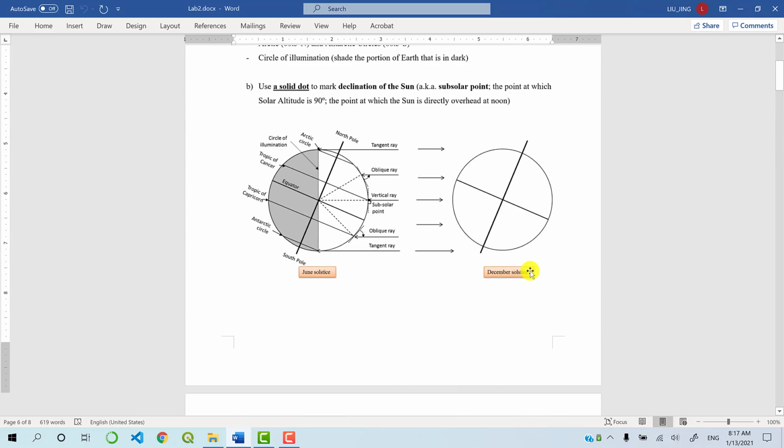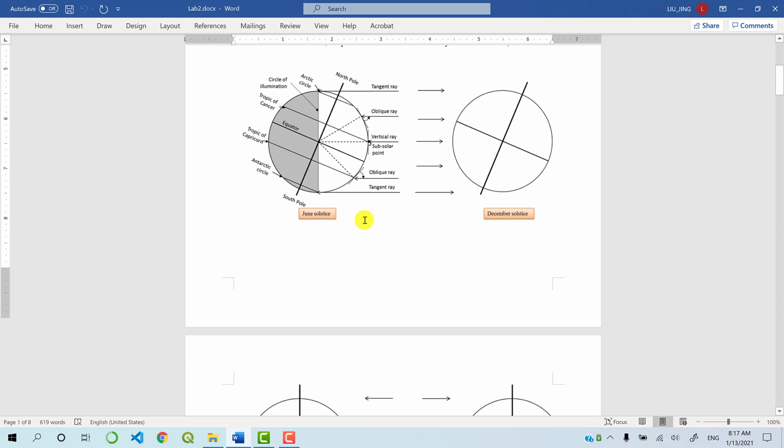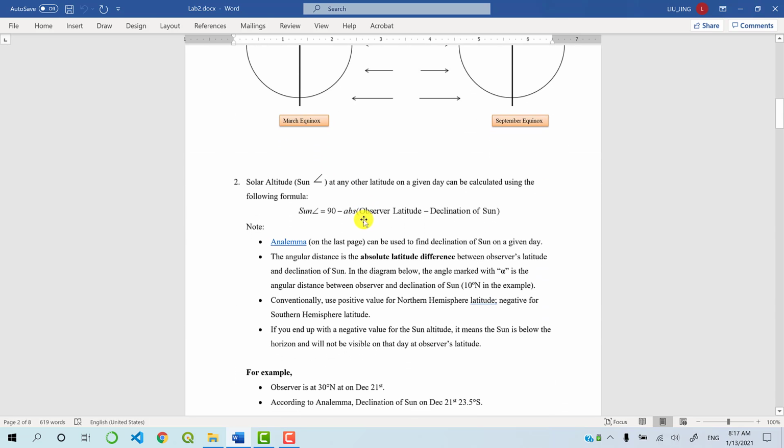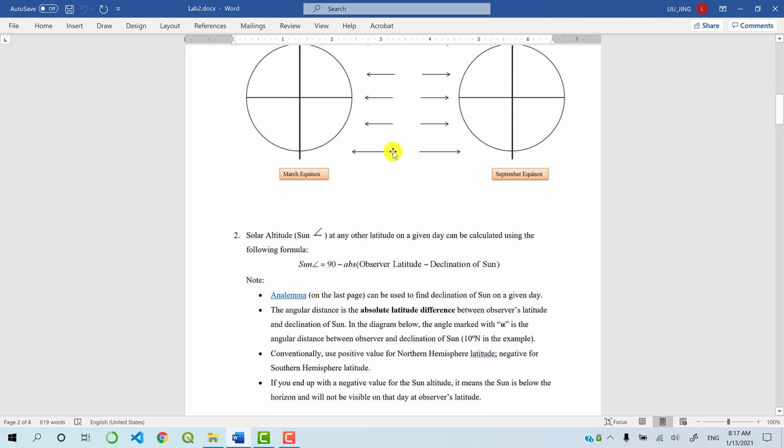You want to use the dot to mark this subsolar point on those three blank diagrams. This is the first question. Use the analemma and use your ruler to draw on those three diagrams.